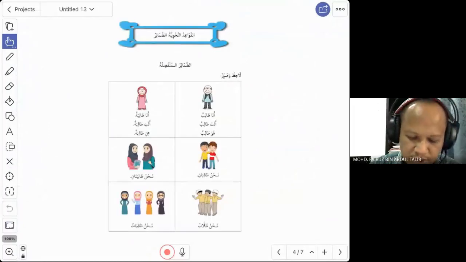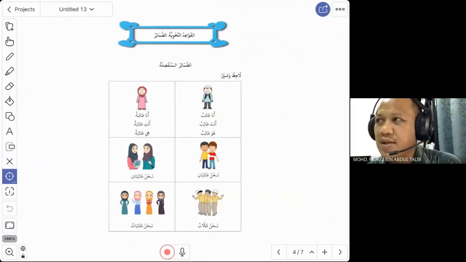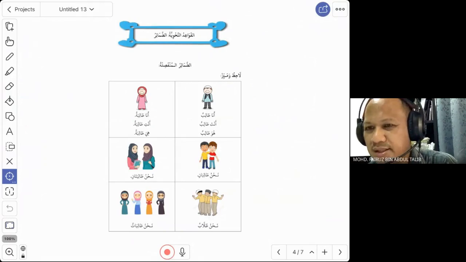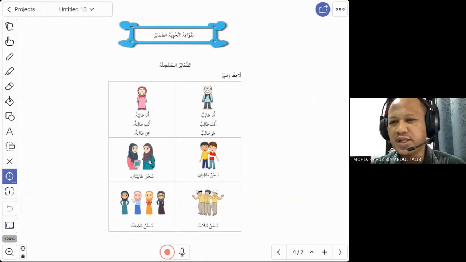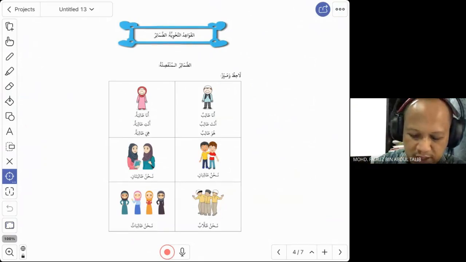Okay, this is also a revision on the topic Dama'ir, the pronoun. We have learned how many lessons? 4 lessons about the Dama'ir. This is actually a combination. They combine everything and they put it here. So we consider this as a revision.